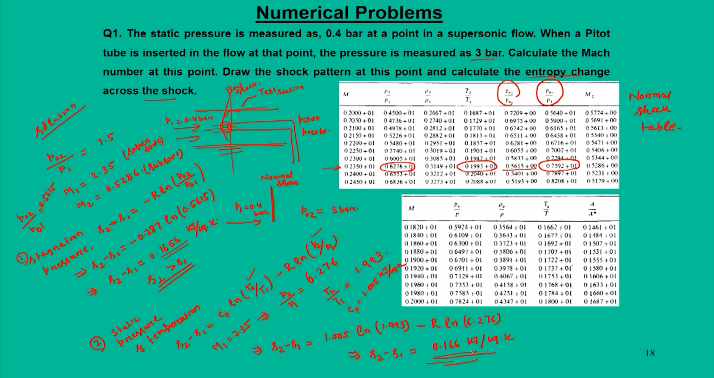So, there are two methods or two routes in which we can find out the entropy change across a normal shock, one through the stagnation pressure relation, and the other through the entropy equations.